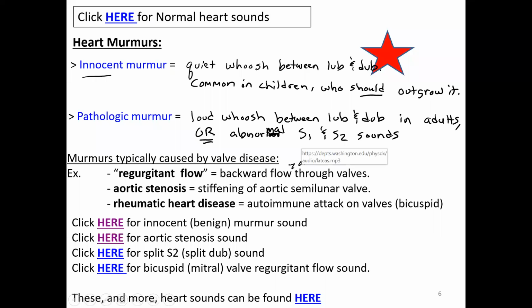All right, and I am not trained very well for all these sounds. I know that you guys are going to have to learn them, but okay, let's get back to this. Let's hear a split S2. So there's an extra dub, and this one's hard because the two sounds are very close together.